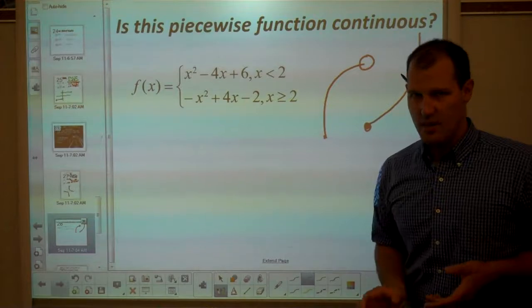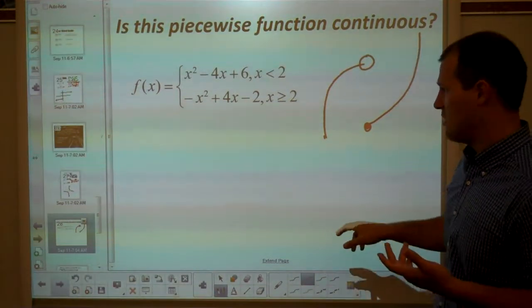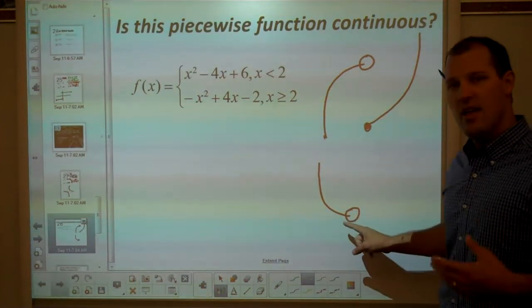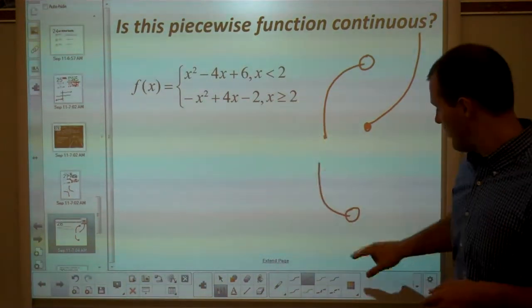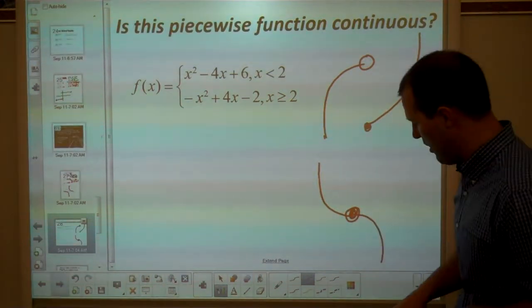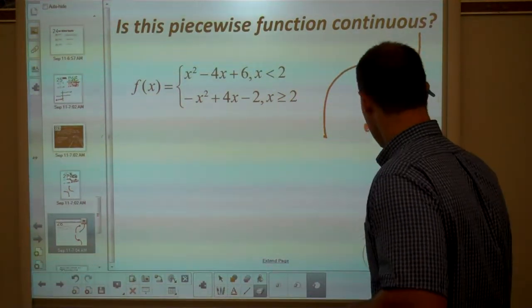So if it's continuous, what that means is it might look something like this. Maybe we've got some open circle, and then the other part of the function, the other piece, fills that in and continues it onward. So we're going to learn an algebraic trick to test for that.